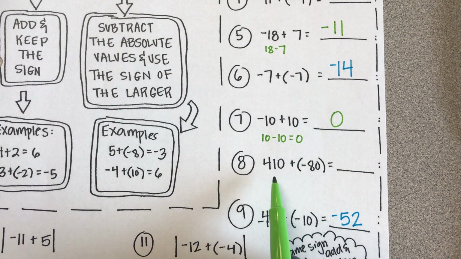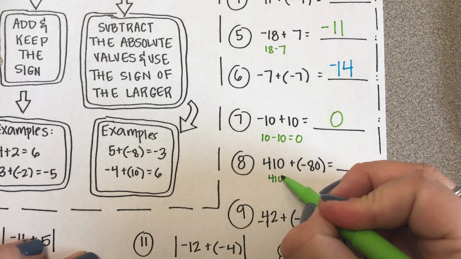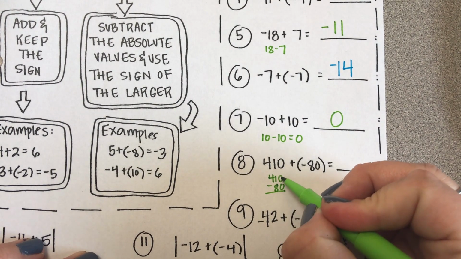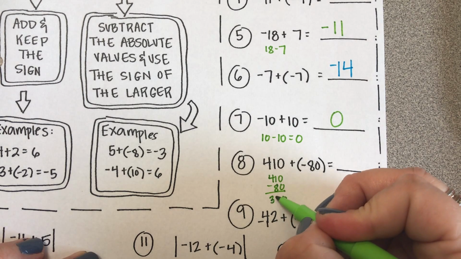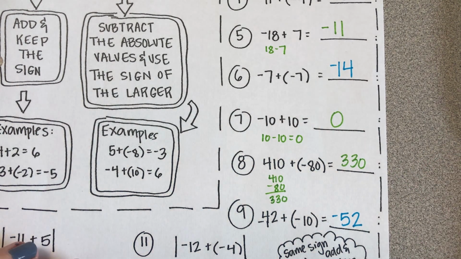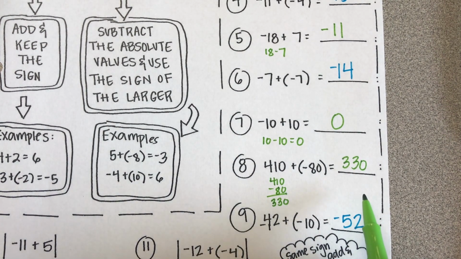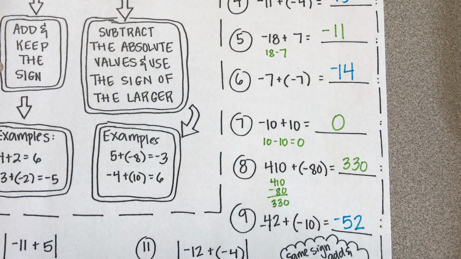And then number 8, 410 plus negative 80. So I need to subtract their absolute values. 0 minus 0 is 0. 41 minus 8 is 33. 330, is it going to be positive or negative? Positive, because there are way more positive numbers than negative.